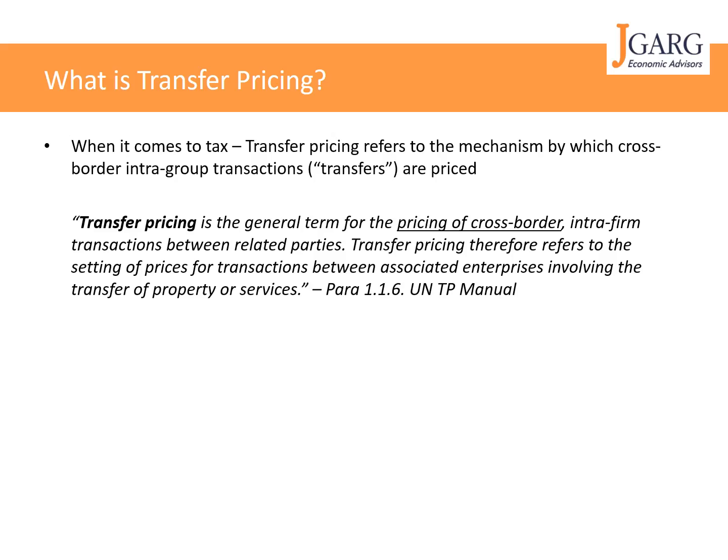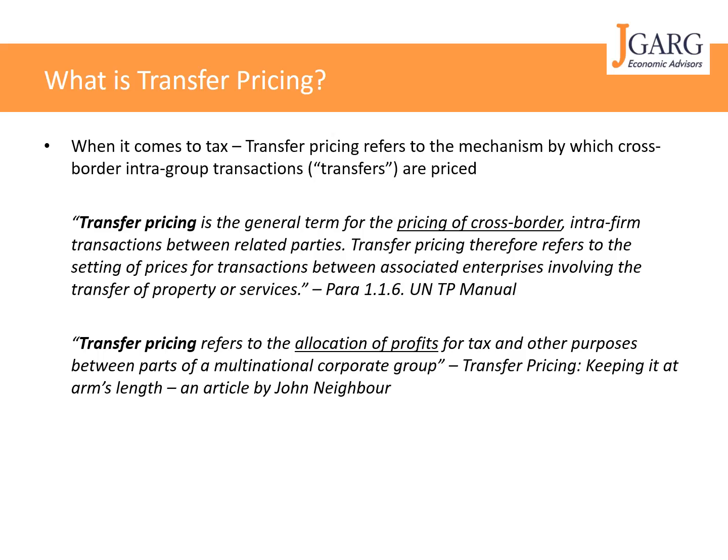Let's go to the UN manual on transfer pricing and see how it defines transfer pricing. It says transfer pricing is the general term for the pricing of cross-border intra-firm transactions between related parties. Transfer pricing, therefore, refers to the setting of prices for transactions between associated enterprises involving the transfer of property or services. So nothing new. We have already discussed this.